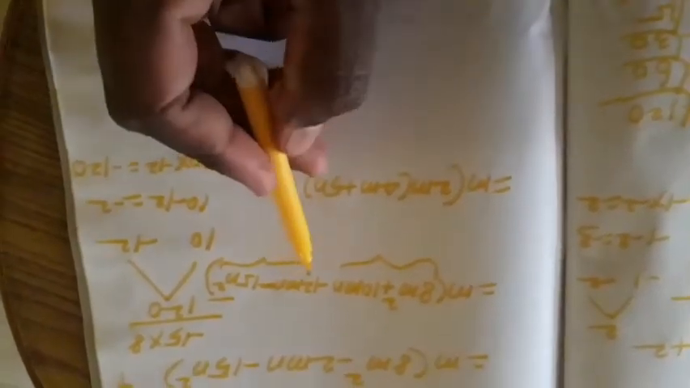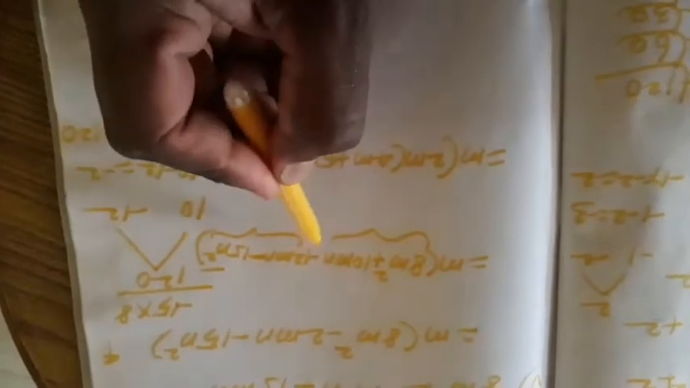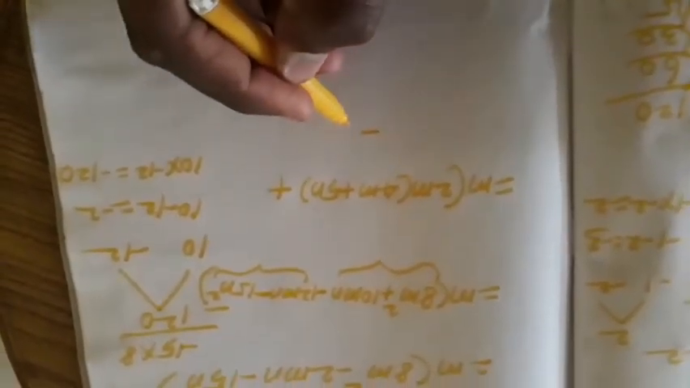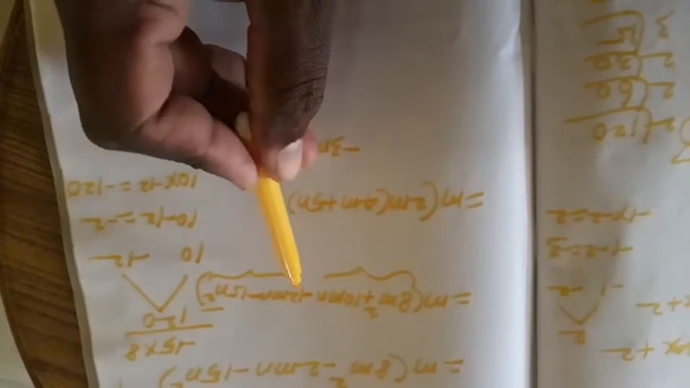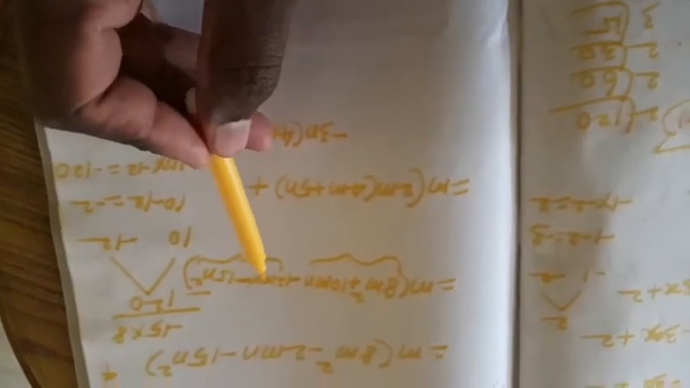Plus next, minus 12mn minus 15n square. What is common? Minus is common, take it outside. n is common and 3 is common. So taking minus 3n outside, remaining 4m, and the minus goes inside, so plus 5n. Check: minus 3n into 4m gives minus 12mn, and minus 3n into 5n gives minus 15n square.